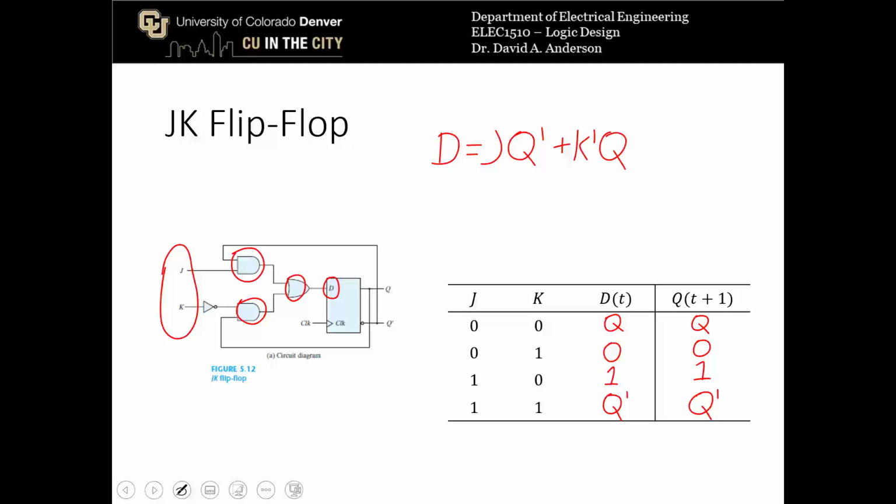So we have a couple names for these settings. There's no change, NC. There's 0, which is reset. There's 1, which is set. And then Q prime, which is toggle. So JK flip-flops have all of this functionality. We can either store data with no change, we can reset the output to 0, we can set the output to 1, or we can toggle the output by keeping J and K both equal to 1.